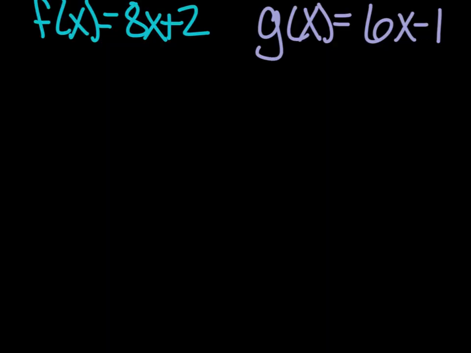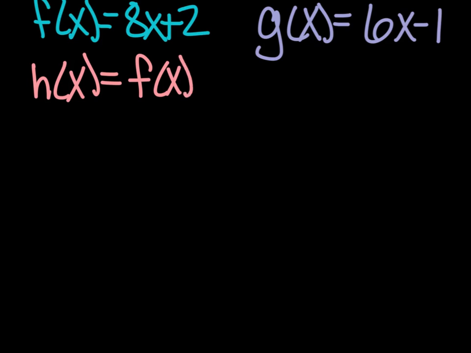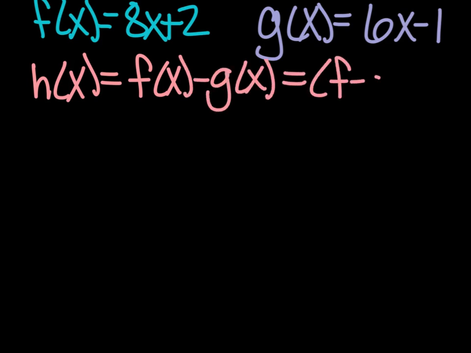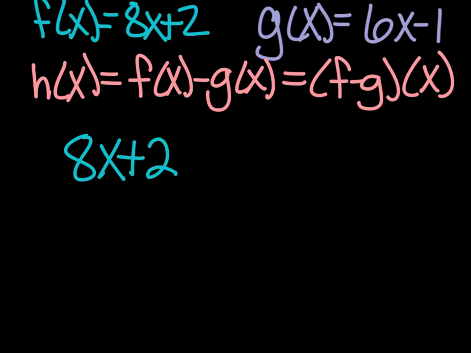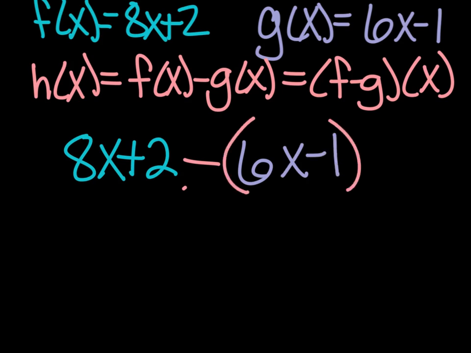Same f and g. I've just copied them over to this page, but you don't have to do that. It's the same f and g as we just did. Let's find h of x is equal to f of x minus g of x, which could also be written as f minus g of x. Either way, I'm just taking the f function, 8x plus 2, and I am subtracting the g function, 6x minus 1.